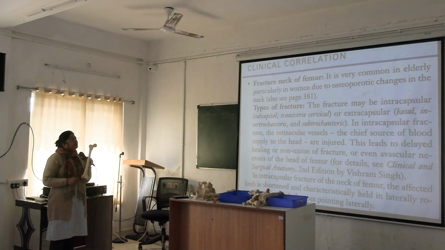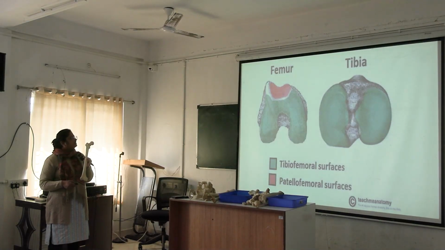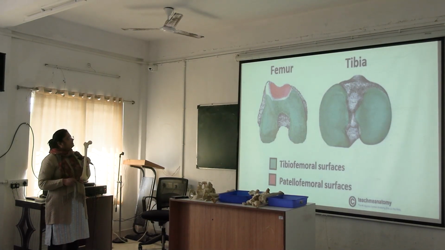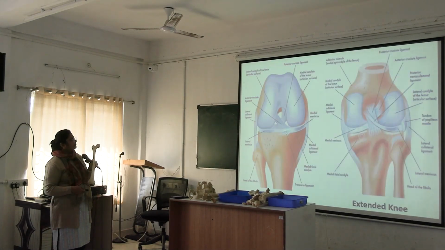Fracture neck of femur we have already discussed. Trochanteric fracture also we have discussed. Those are important for femur fracture. Okay? And these are the articular surface for tibia, articular surface for patella, and this is the upper end of tibia, which will articulate to form the knee joint.